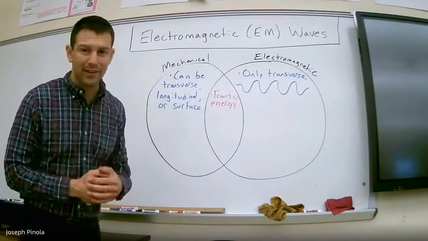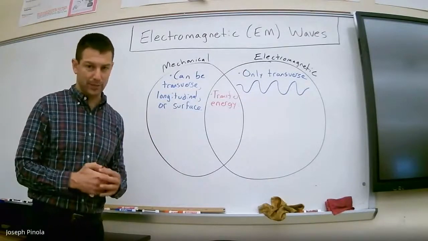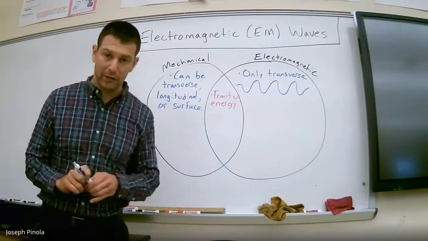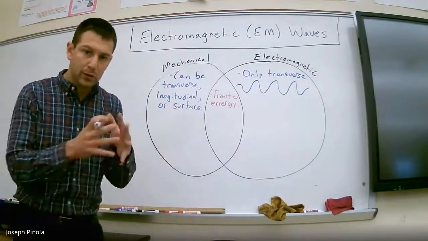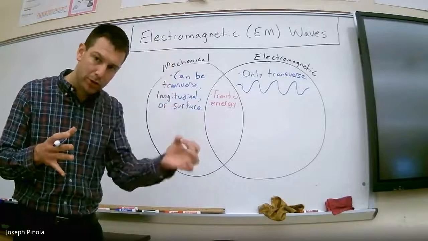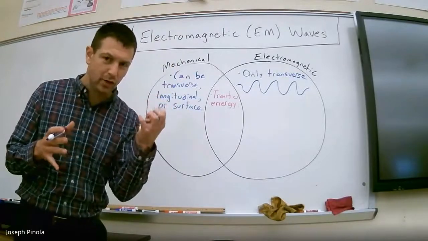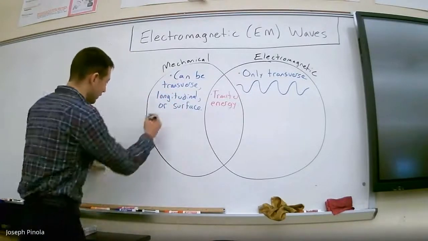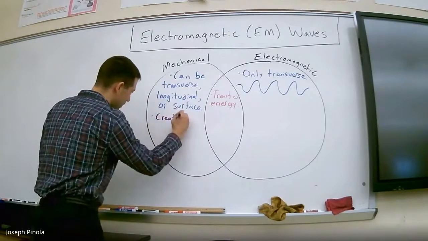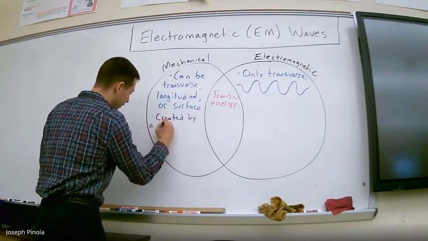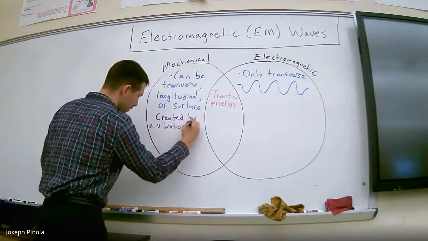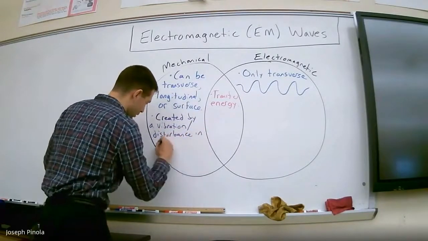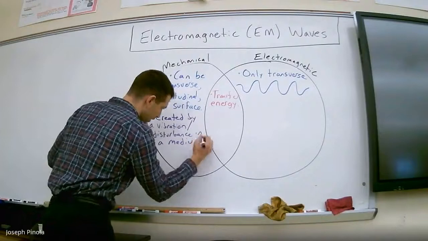But how do they do that? How do these kinds of waves transfer energy? Well, if you remember mechanical waves, we created the first mechanical wave in the last unit by dropping a marble into a container of water. And so when the marble struck the water, it created a vibration or a disturbance that carried energy through the medium. So mechanical waves are created by a vibration or disturbance in a medium.